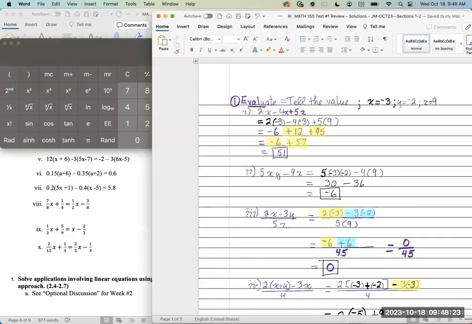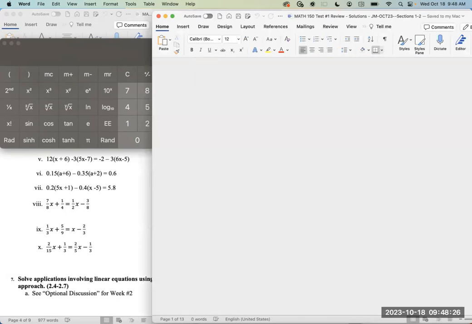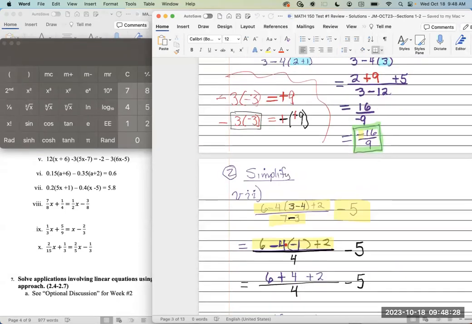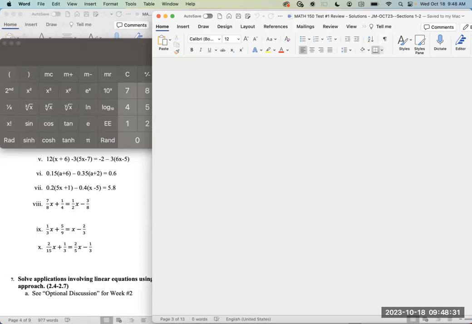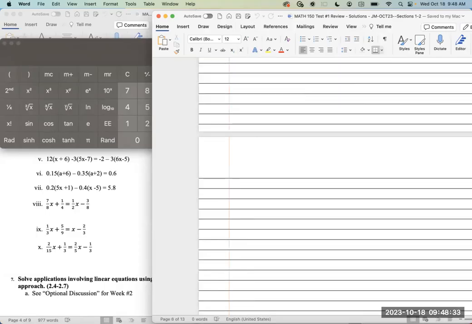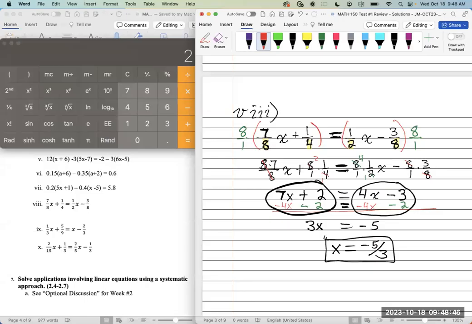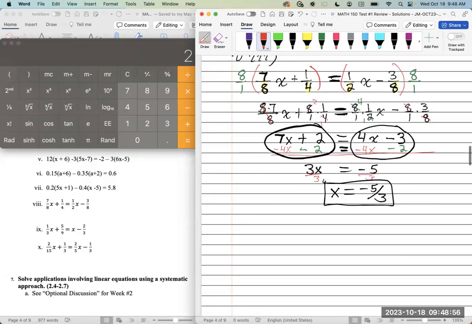The only thing blocking my goal is multiplying by 3. Opposite of multiplying by 3 is dividing by 3. I'll do one more. This one both.